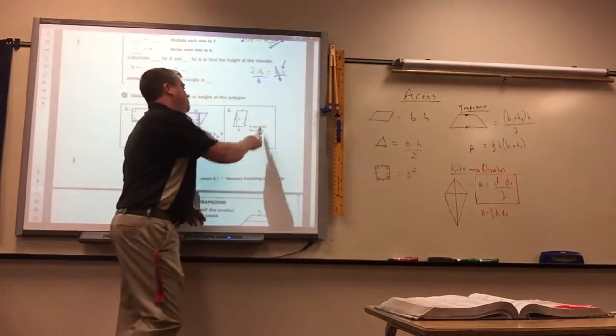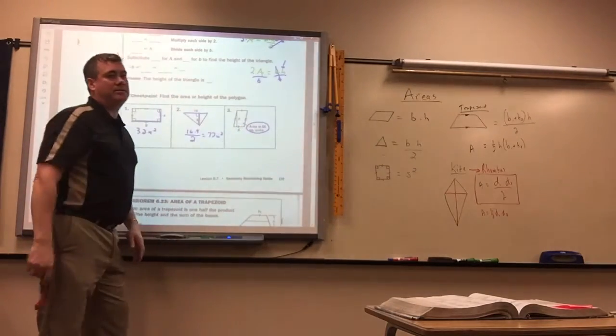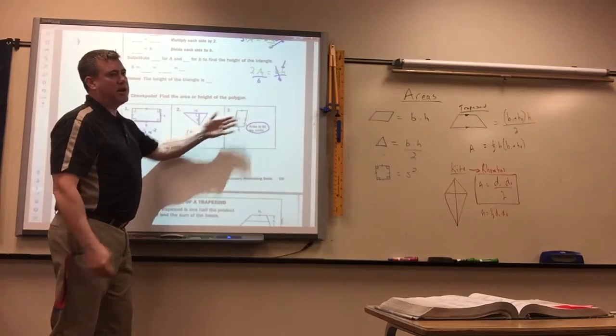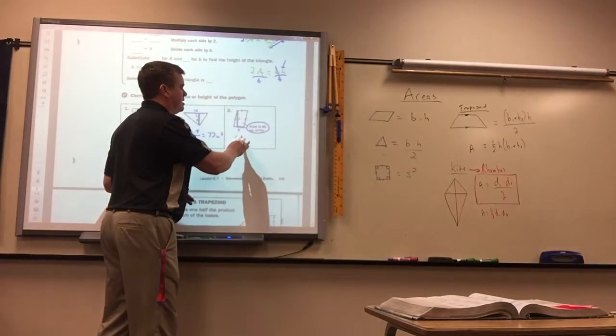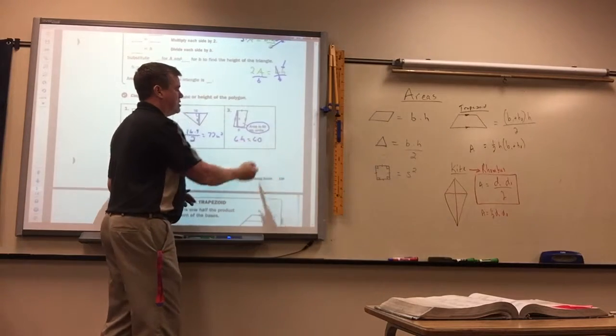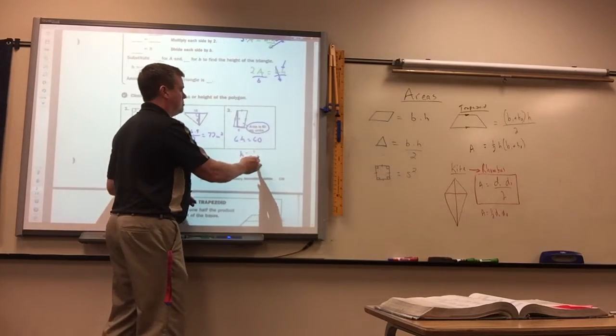This one, they give us the area, and we want the height. Well, it's a parallelogram, so 6 times h has to equal 60. So what's h got to be? 10.